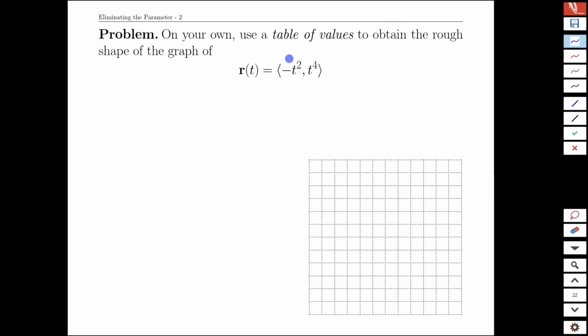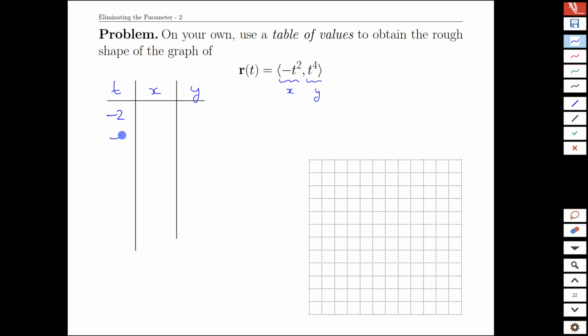Here, we're going to start with the table of values just to reinforce how that works. And then we're going to compare it with the approach of eliminating the parameter. So here, if we look at r of t, it's negative t squared for the x coordinate and t to the fourth for the y coordinate. So for building our table, and no particular information here about size, so let's do this. Starting at negative 2, count by integers up to 2.